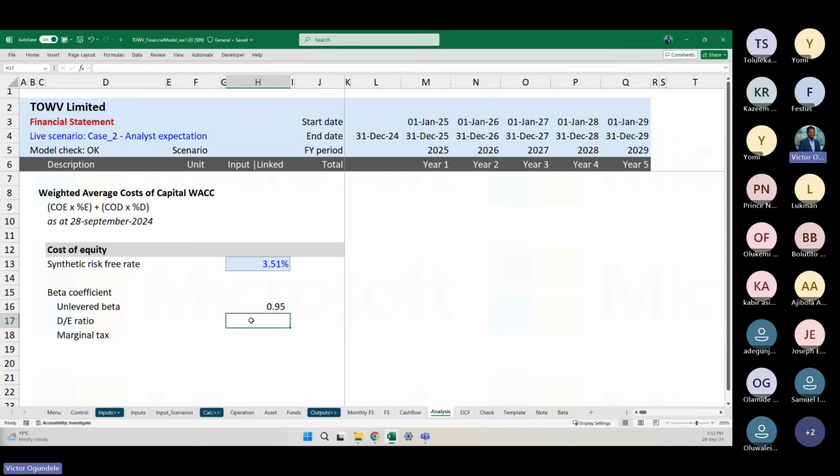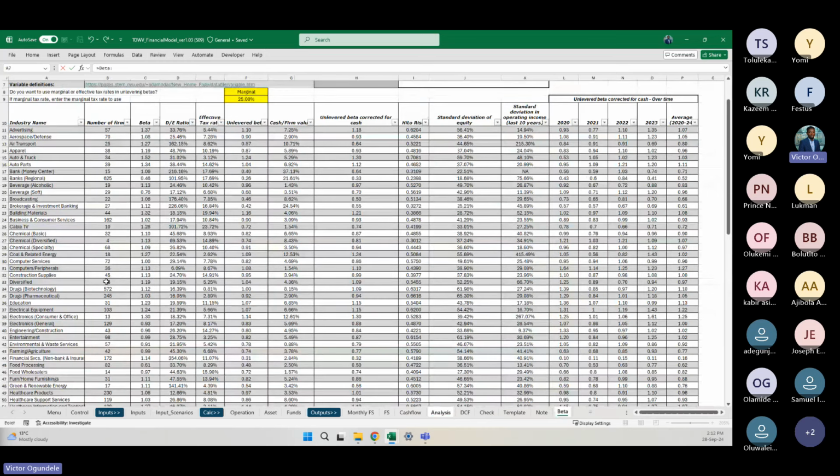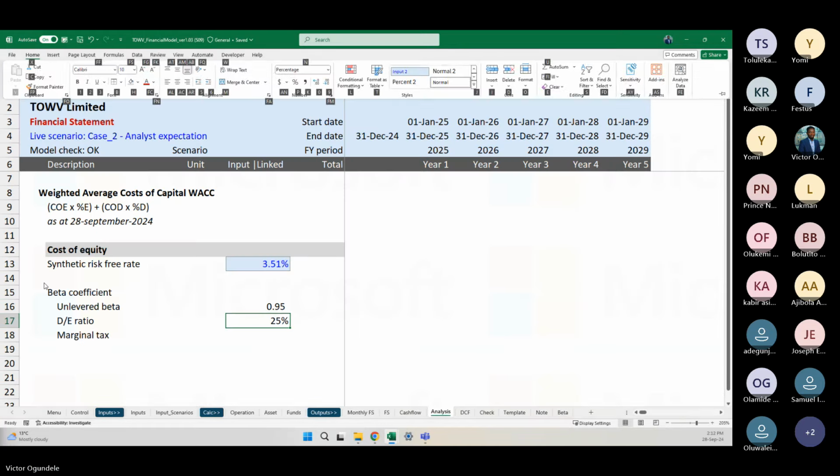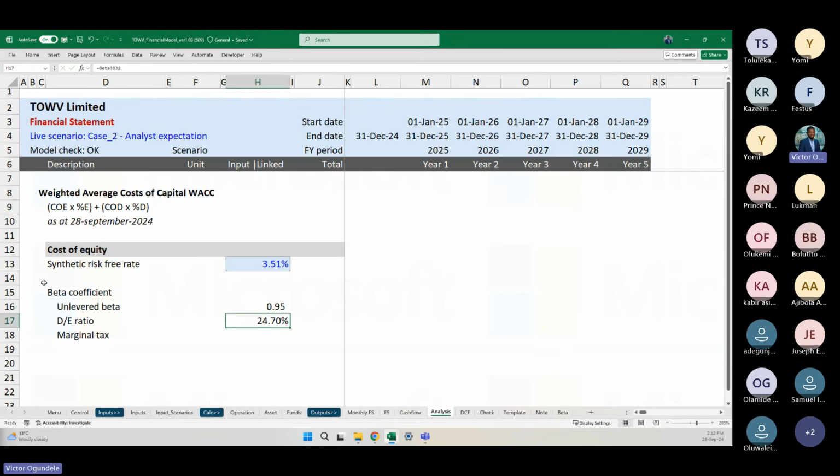Then our debt to equity ratio as well. So debt to equity ratio equal to, using the same debt to equity ratio of that industry, construction supply. So you also see their debt to equity ratio. Okay, this is very important. Debt to equity ratio, put that.